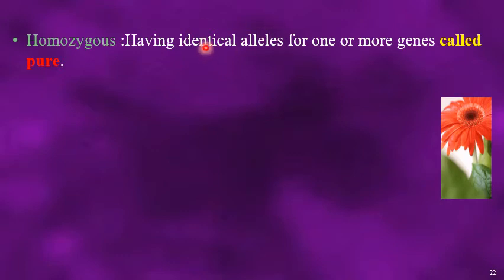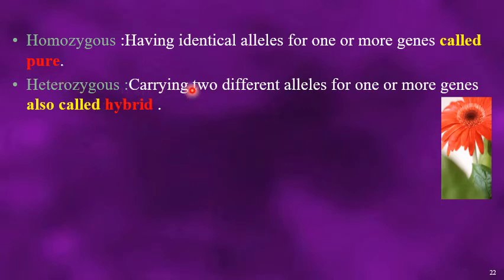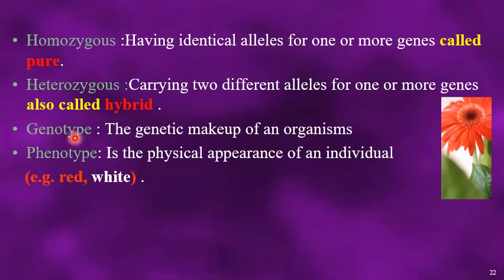Homozygous that means having identical alleles for one or more genes called pure. يعني هنالك أليلين متشابهة لصفة معينة تسمى بالنقية. Heterozygous carrying two different alleles for one or more genes also called hybrid. هنالك أليلين مختلفة لصفة معينة يسمى بالهايبريد. What's the meaning of genotype? Genotype is the genetic makeup of an organism يعني التركيب الوراثي لأي كائن لأي صفة في الكائن الحي.